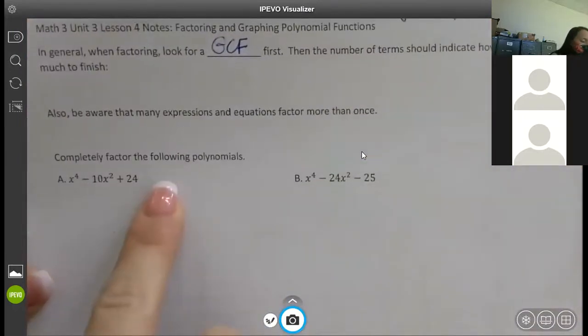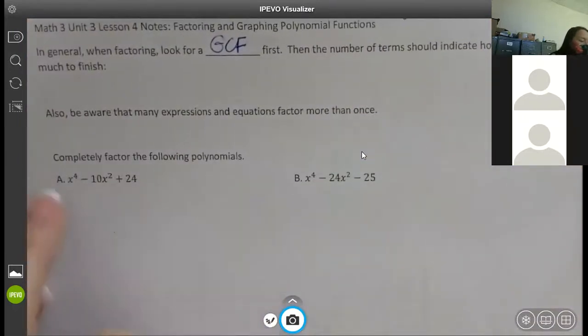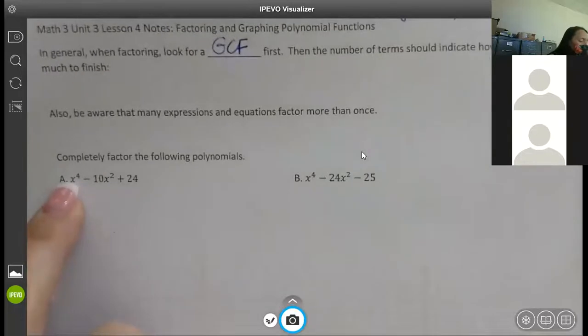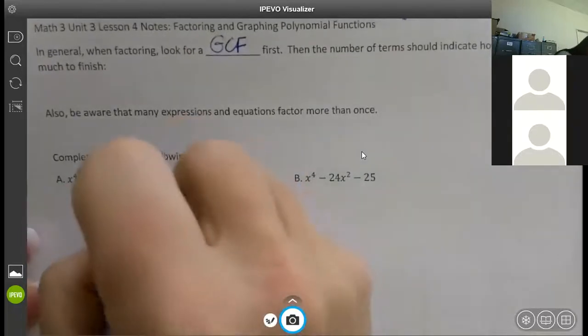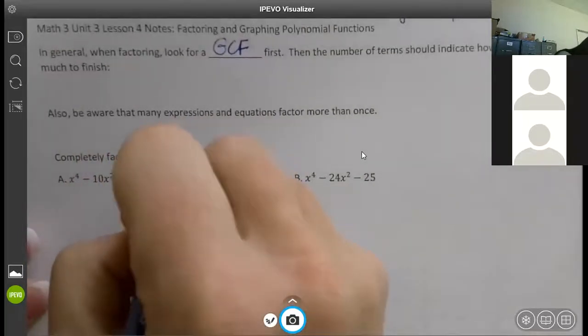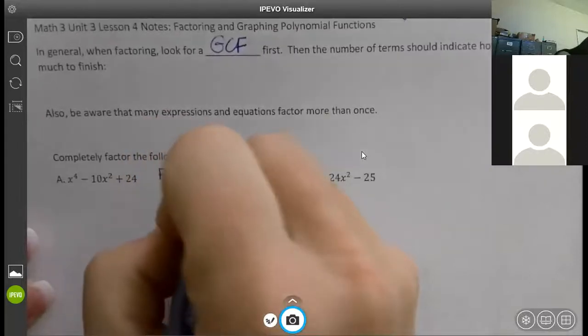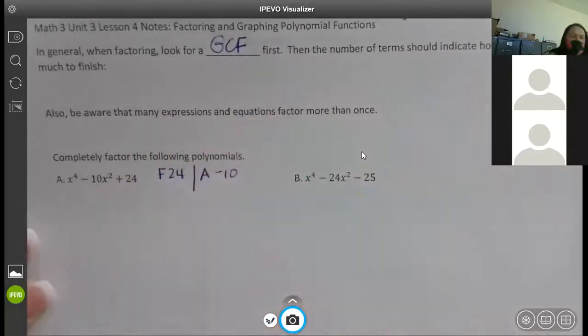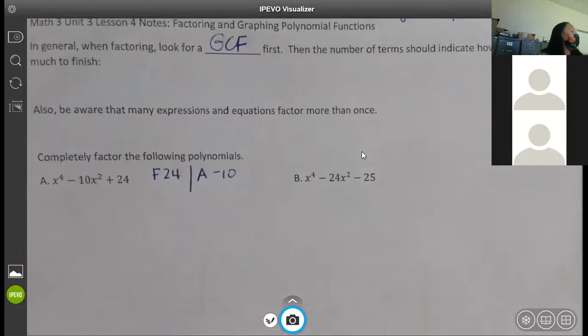So this one has 3 terms. There's no GCF. There's no number in front, so we're going to use the cheater method. So we're going to find factors of 24 that add to -10. And right now we're just focused on factoring. Let me grab a calculator so you guys can see that. Sorry, I'm using my calculator. Do y'all need one, Paula?